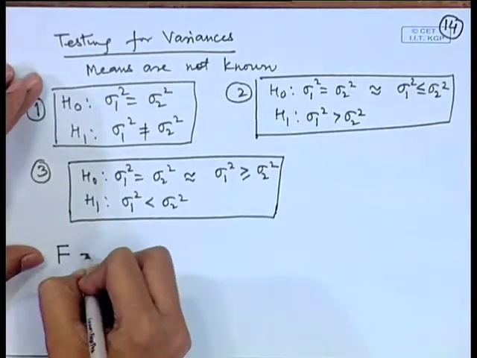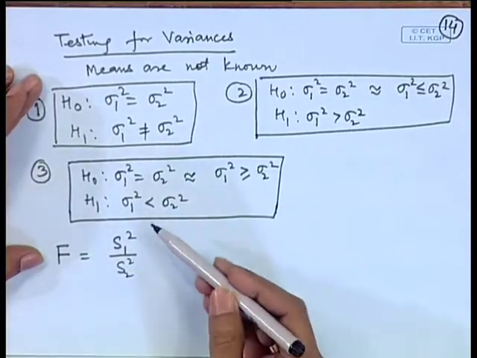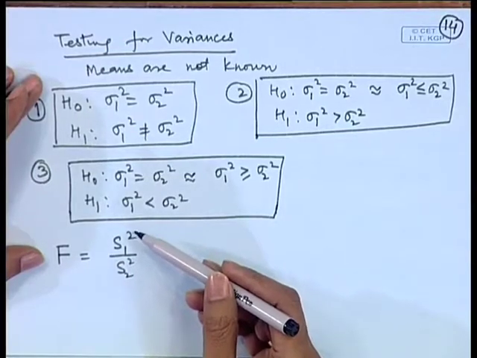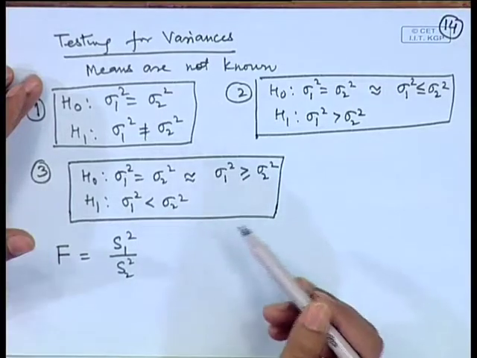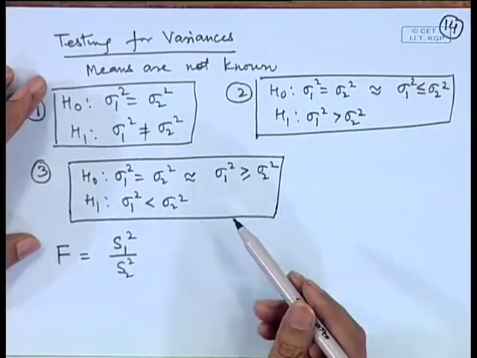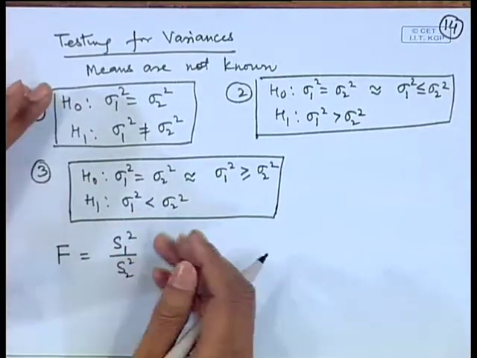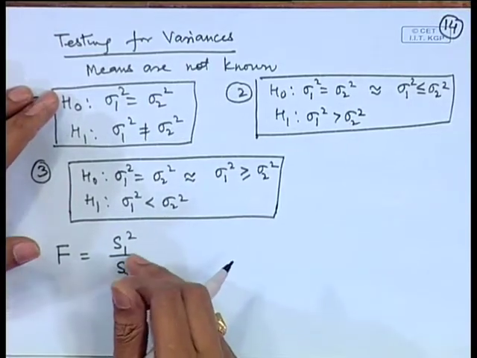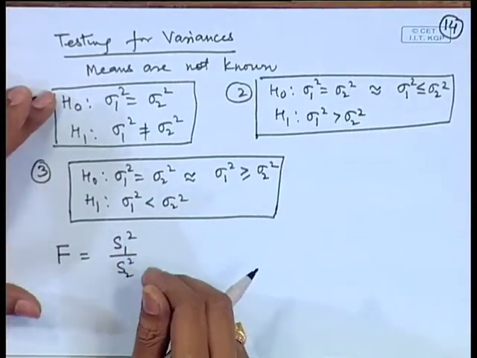So, F is S 1 square by S 2 square. Of course, the convention is that the bigger value among S 1 square and S 2 square should be put in the numerator. The reason being that if we are considering the F test, then the upper 100 alpha percent points are bigger than 1. So, therefore, a more prudent thing would be to take the higher value, that is S 2 square by S 1 square in case S 2 square is bigger than S 1 square, or S 1 square by S 2 square if S 1 square is bigger than S 2 square.